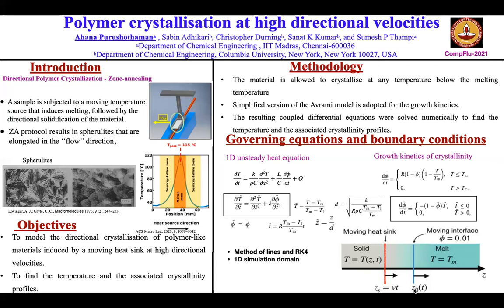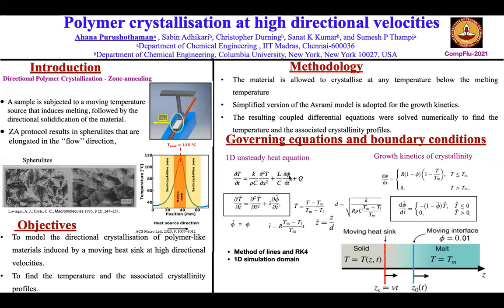At any point in this material, the temporal change in the temperature is given by this 1D unsteady heat equation, which has contributions from three terms. The first term corresponds to the heat conduction from the surrounding, and the second term is coming from the latent heat that is released during the crystallization process. And this last term represents the presence of a heat sink or source in the system.